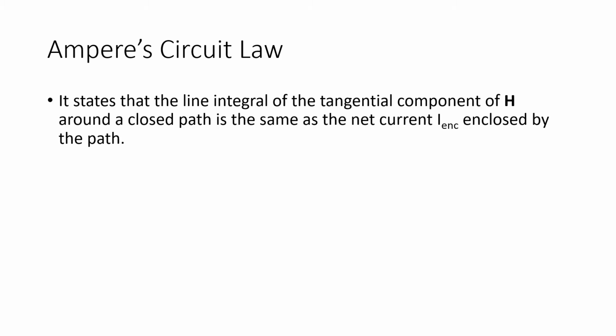It states that the line integral of the tangential component of H around a closed path is the same as the net current I enclosed by the path. So this is the equation form. It will be much easier to understand. Line integral of H dot dl will be equal to I enclosed. Here I is the net current enclosed by the path and H is magnetic field intensity.